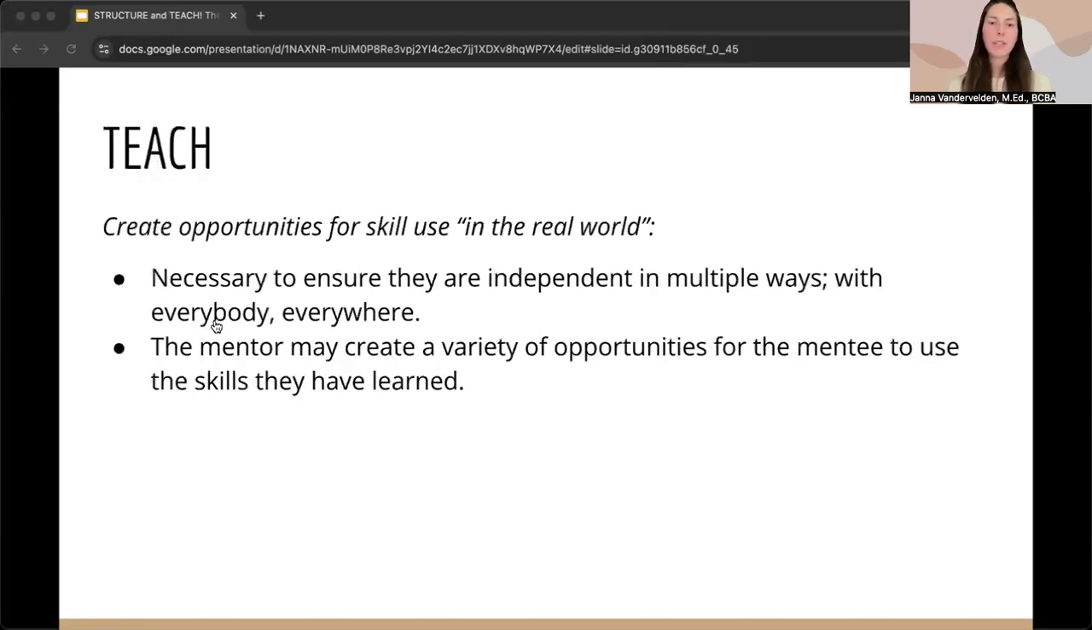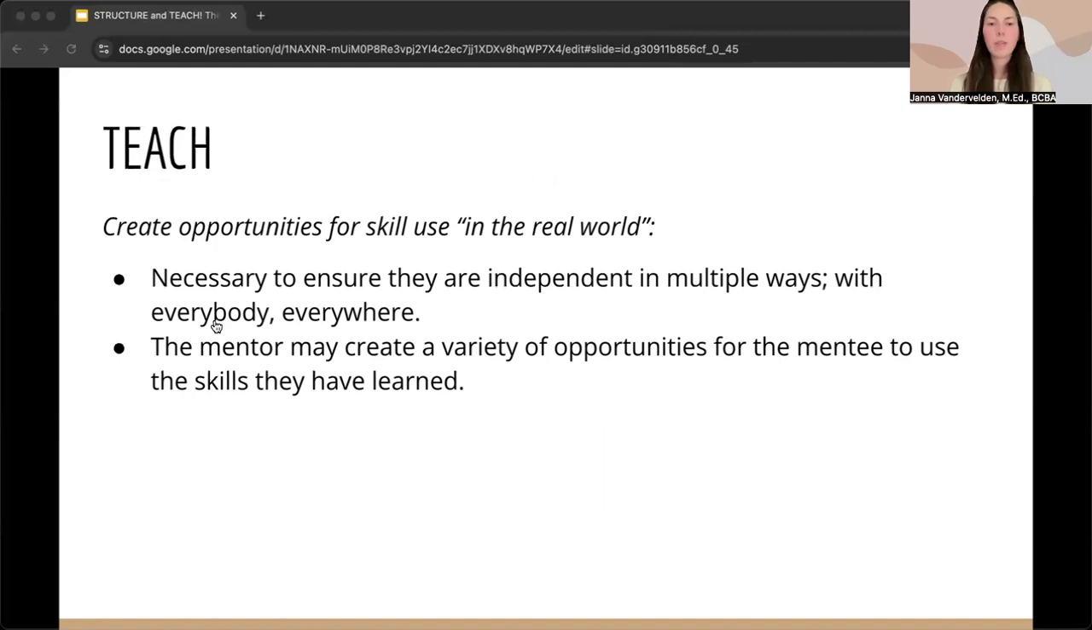The last aspect of the teach element in this presentation will provide you with information about how to ensure that what the mentee learns in mentoring, they are able to use by themselves in their life outside of mentoring. Of course, this is our end goal, but making sure it happens needs to be supported from the start. We can't just hope for it. Mentors need to create opportunities for the mentee to use their new skills.